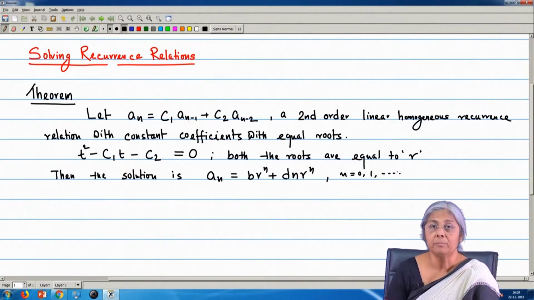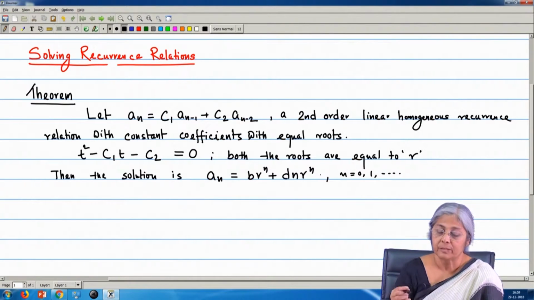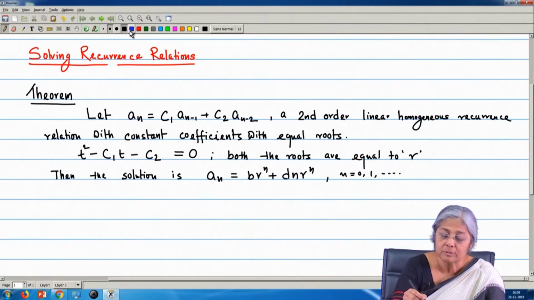If we remember, when the roots are unequal, the solution is of the form b r to the power n plus d r to the power n. Now, we will see that if the roots are equal, it is b r to the power n plus d n r to the power n. So, first we prove that theorem.